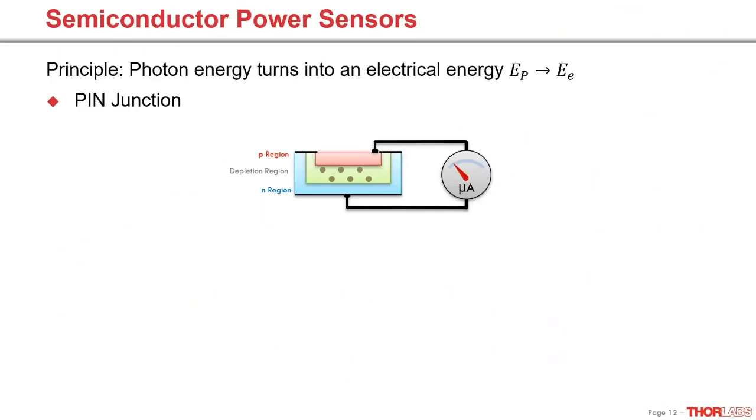Photodiodes usually are built as a PN junction with an intrinsic intermediate layer, the so-called depletion region or depletion zone. When photons now hit this layer, electrons and holes are excited and directed to the corresponding zones. This leads to a flow of electrical current.